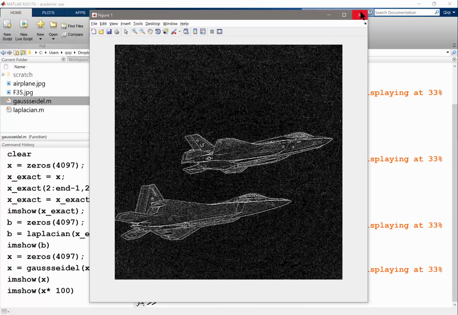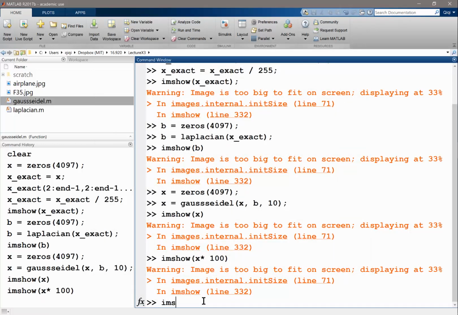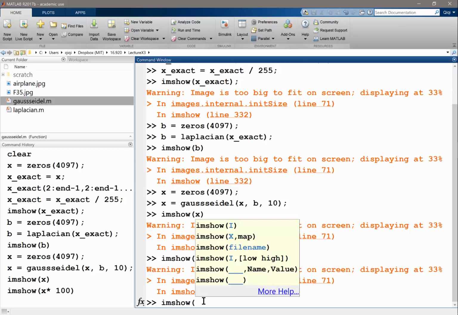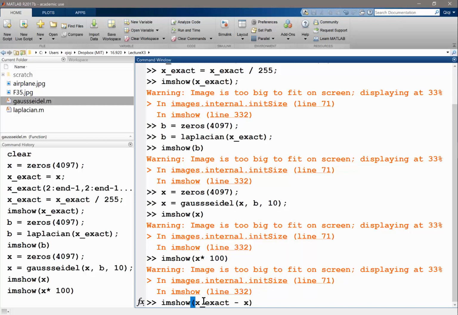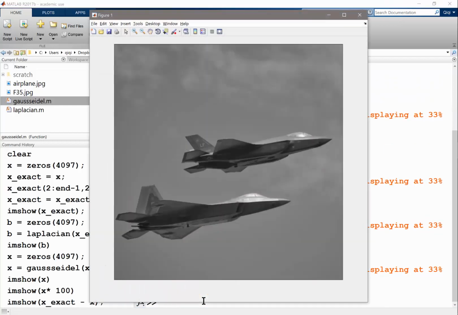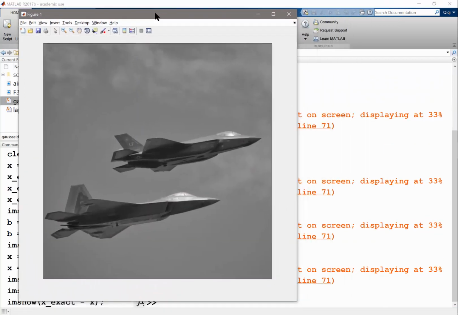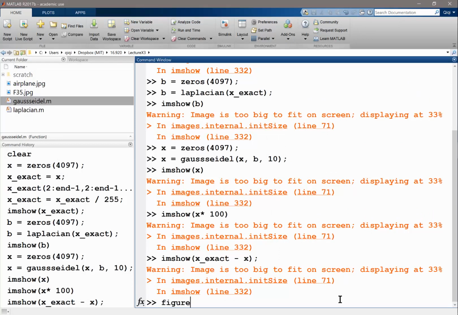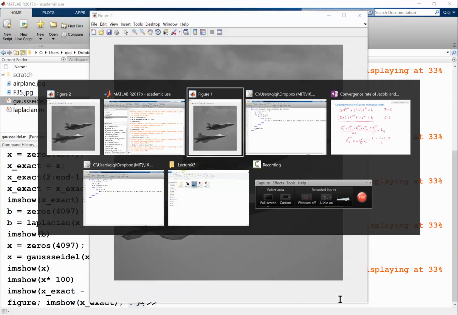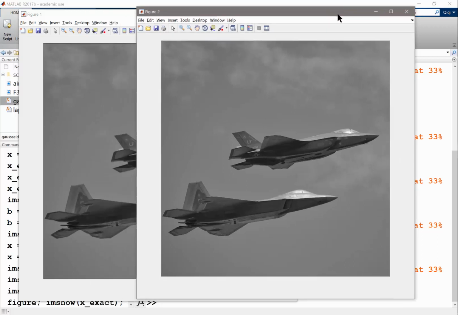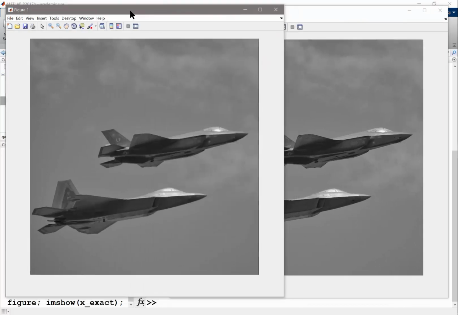And particularly if you compare the solution error, which is the negative of x exact minus x, like how far we are away from the exact solution, it's almost the same as the exact solution. And let's compare it side by side with x exact. So first of all, we see that Gauss Seidel with 10 iterations is doing almost nothing.